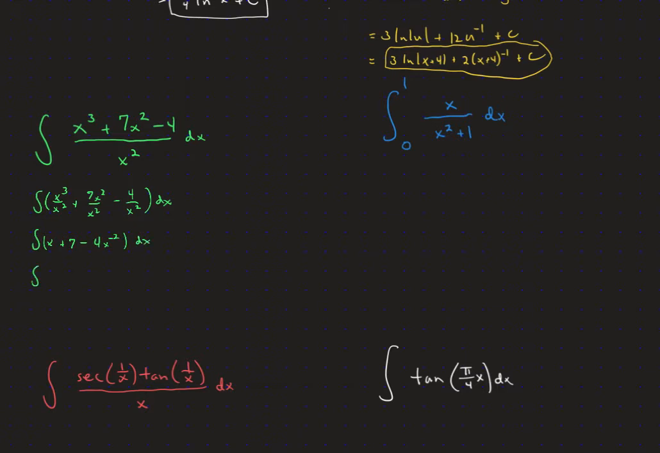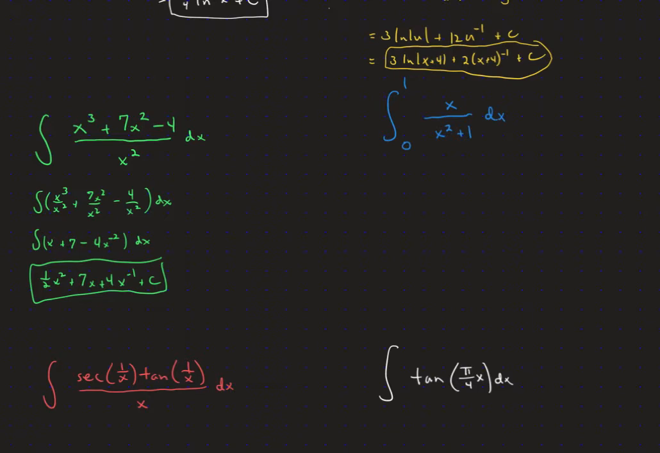So we're ready to actually integrate. So that's going to be 1/2 x squared plus 7x. Then adding 1, we'll make that a negative 1. We'll multiply by the reciprocal, which is negative 1 times negative 4. We'll make that a plus 4. And there's our answer.